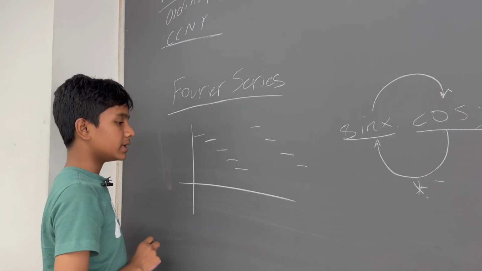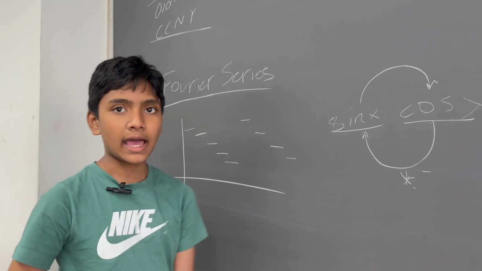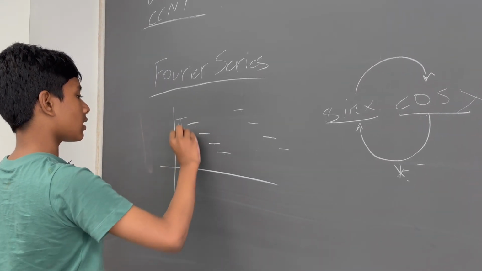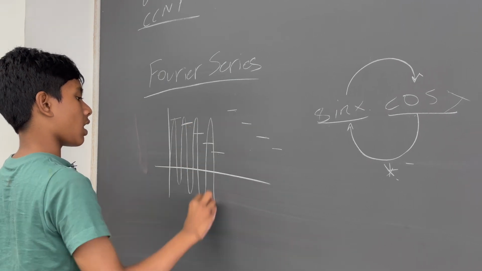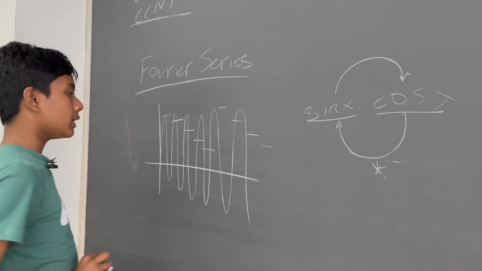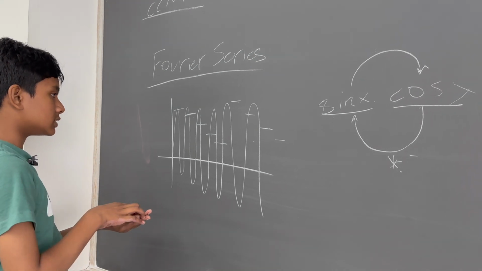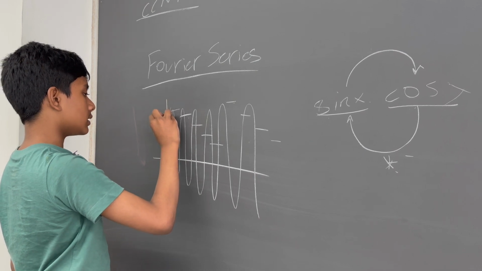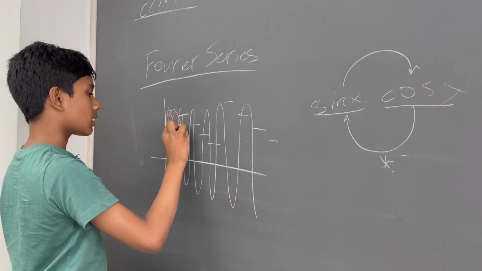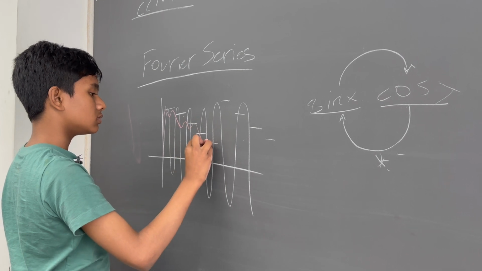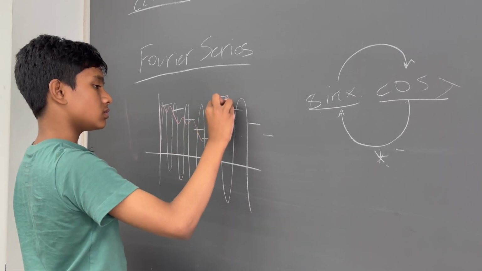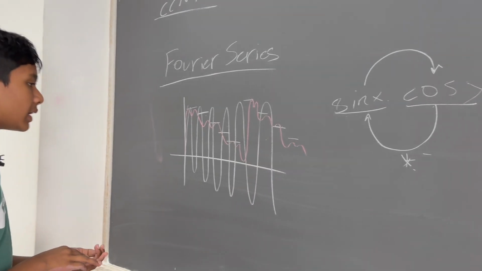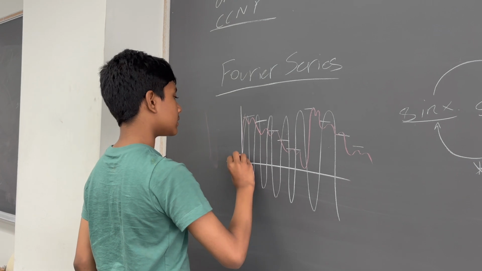So, it's not very successful if we just add one term of sine and cosine. Maybe it would look something like this. But as we add more terms, it slowly starts getting better. Maybe by 5 terms, it's going to start looking like this. Of course, that's a rough estimate. Maybe by 20 terms, it's going to look like this.